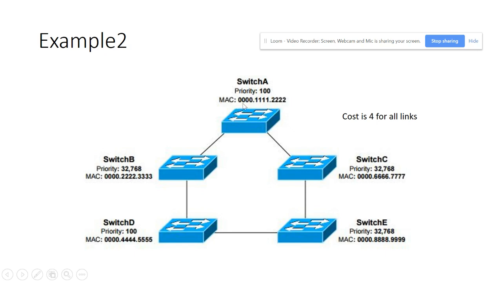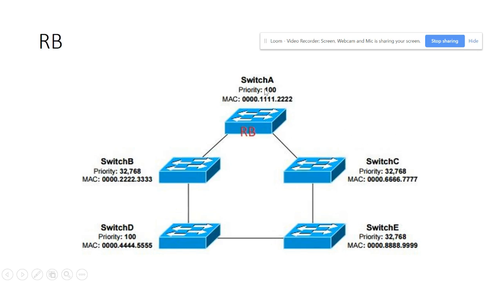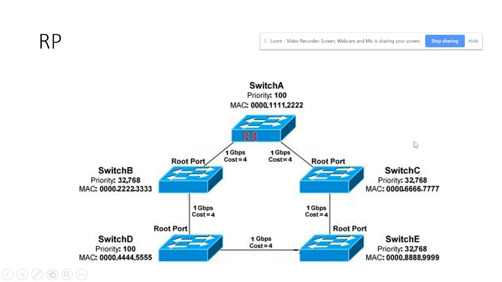Now comparing the MAC address, we can see that the MAC address of switch A is lower than the MAC address of switch D. So switch A becomes the root bridge. Okay, so I labeled switch A as the root bridge.